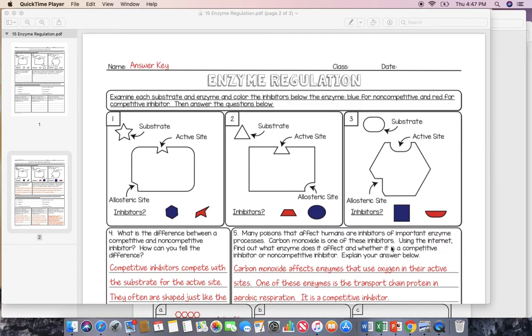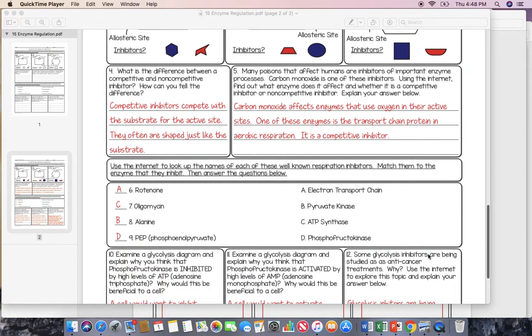So you can see the answers here for both the non-competitive and the competitive for each one, okay? And again, that has to do with the fact that it hooks into the specific sites. All right, going down here, question number 4 is what's the difference between a competitive and a non-competitive inhibitor? How can you tell the difference? Competitive inhibitors compete with the substrate for that active site, and they are often shaped just like the substrate.